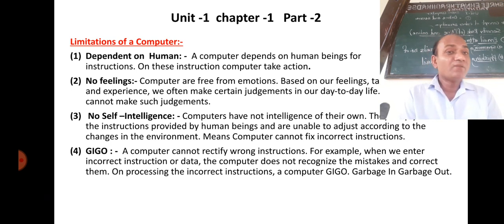So a computer does not have intelligence. Means a computer cannot fix an incorrect instruction. If we give the wrong data or wrong information to the computer, the computer also gives us the wrong output. So a computer does not have intelligence. This is the third limitation.